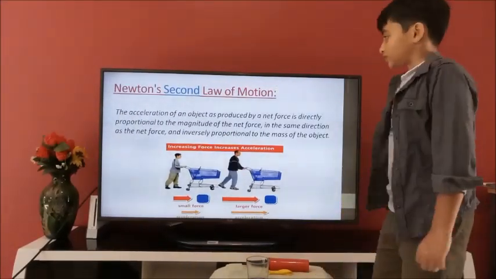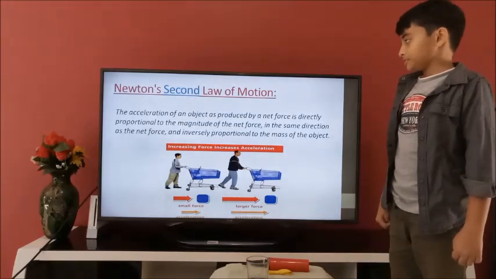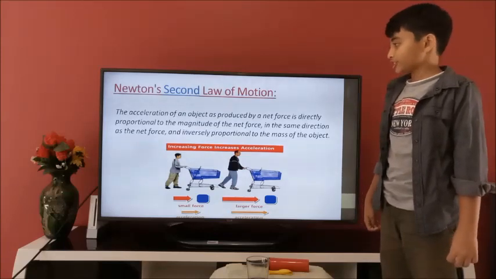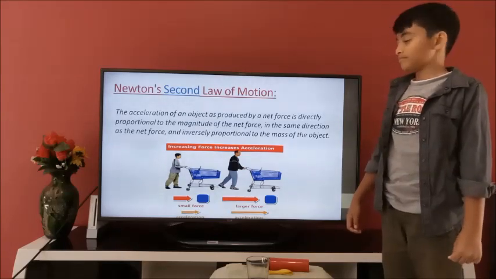Newton's second law of motion. The acceleration of an object as produced by a net force is directly proportional to the magnitude of the net force, in the same direction as the net force, and inversely proportional to the mass of the object.